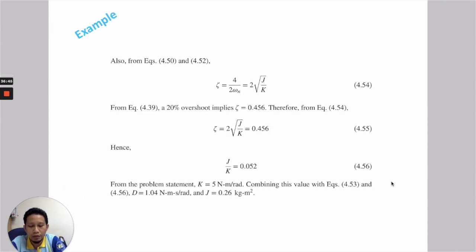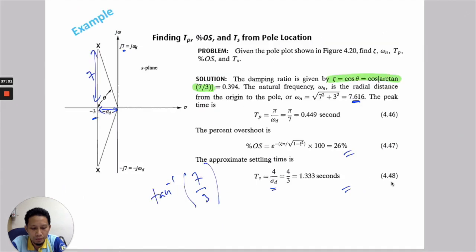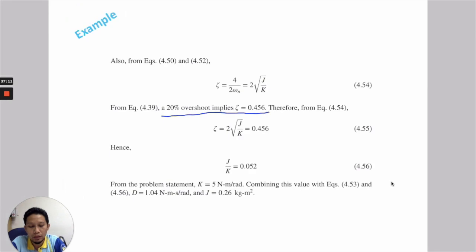So we have 20% overshoot. That implies zeta equals 0.456. So how do we know 0.456? Actually, we have the equation of percentage overshoot here. So this is the equation of percentage overshoot. When we know the value of overshoot, we can find the value of zeta. So in this case, we find the value of zeta to be 0.456.